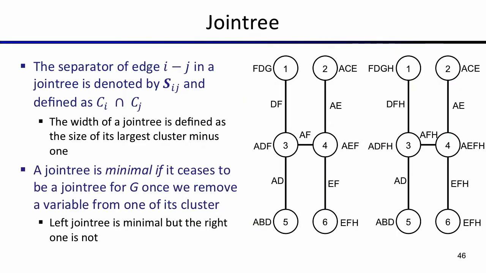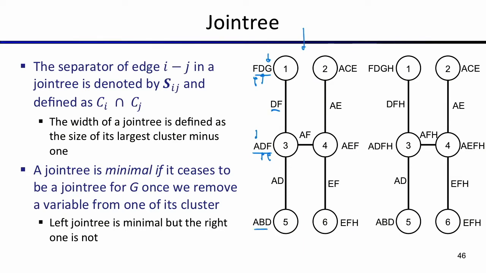And we can also define the separator for one edge ij as being the intersection between the clusters Ci and Cj. So we can see here in this example on the left that we have, for instance, this cluster 1 and this cluster 3, and the intersection between these two clusters will be D, that is a common variable, and F, that's also a common variable. Here we have A, but it doesn't occur here. And also we have a G here in cluster 1 that doesn't occur in cluster 3. So the separator will be DF.